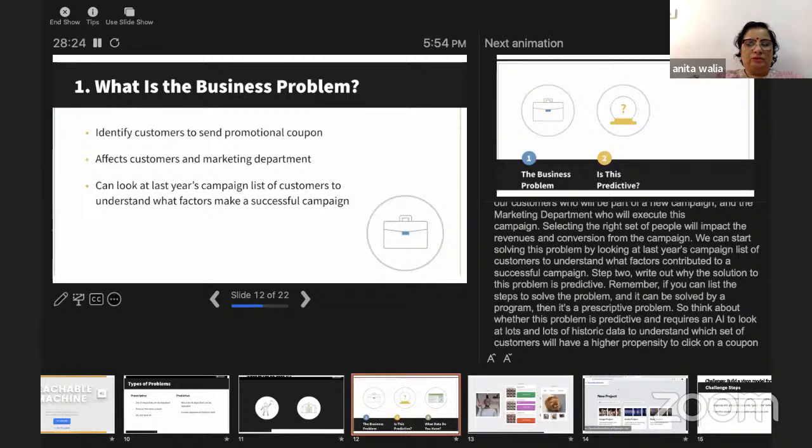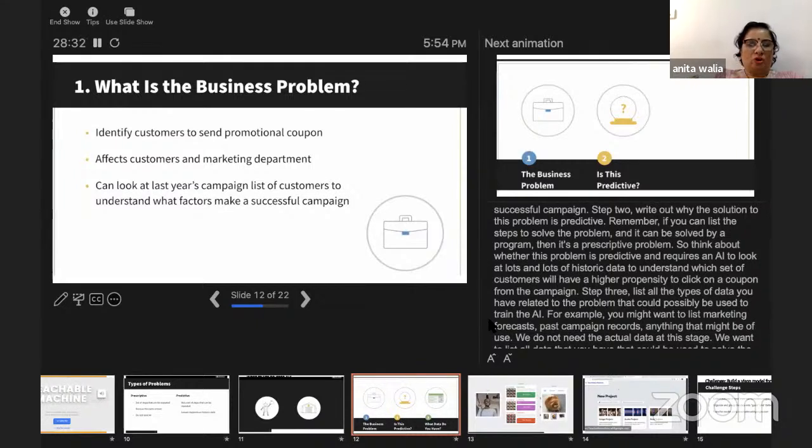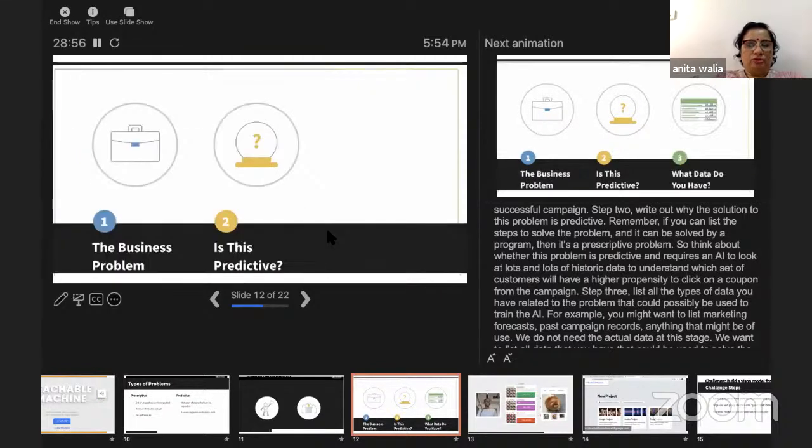Now, step 2 is to write out why the solution to that problem is predictive, because you are trying to predict something based on historical data, based on a solution you already have. You know this is how we are going to predict the sales, and this is how we are going to identify a list of possible customers. So if you can list the steps to solve a particular problem, and this can be solved through a program, is it predictive or prescriptive?